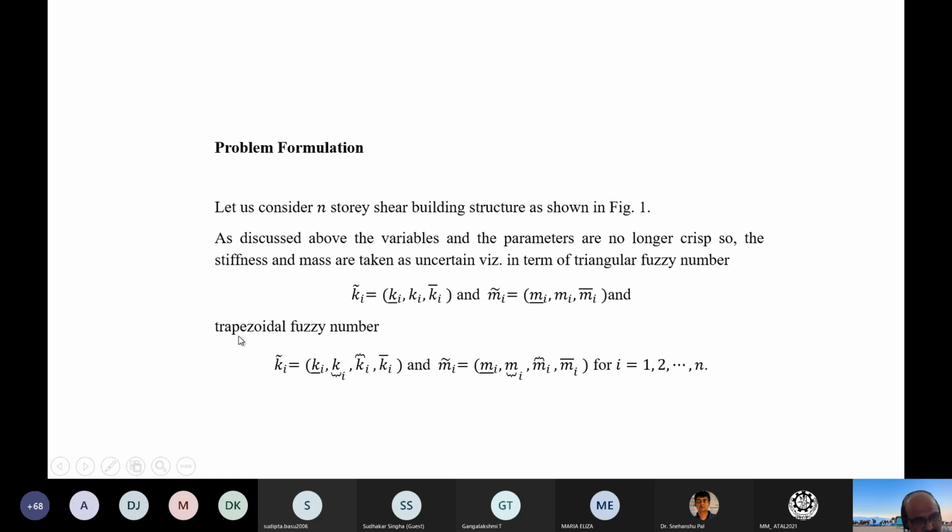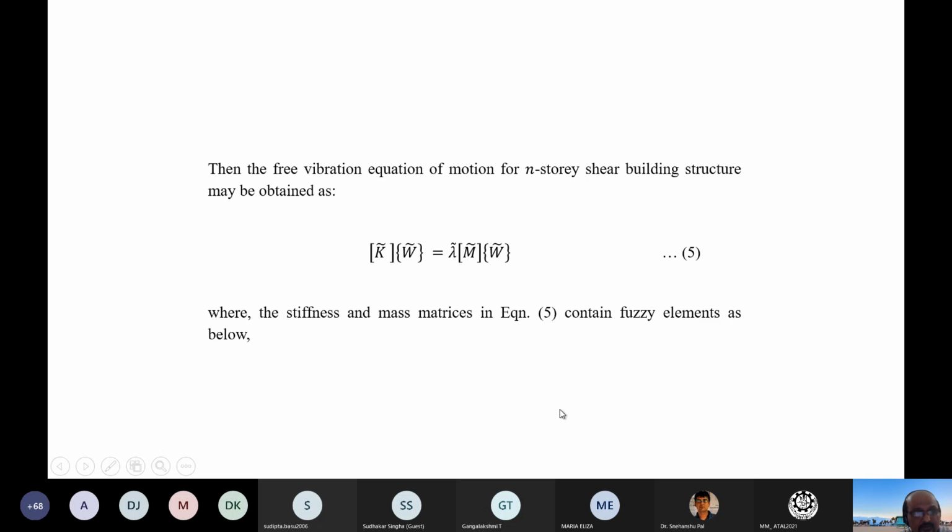Similarly, some other sets also for other problems with trapezoidal fuzzy numbers. If I take this K_i and M_i, then it will be in terms of 4 components or 4 elements: K_i lower, then K_i with a bracket, K_i upper bracket, K_i upper. So 4 elements will be there. So this is a trapezoidal fuzzy number.